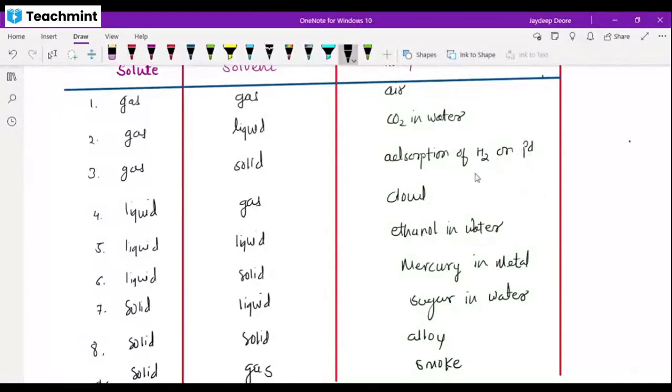So that gas being a solute and that palladium being a solvent. Right, solvent. So the next example is liquid in gas.